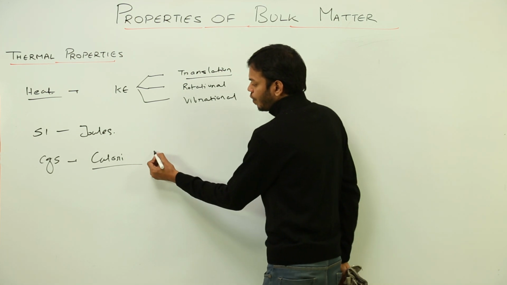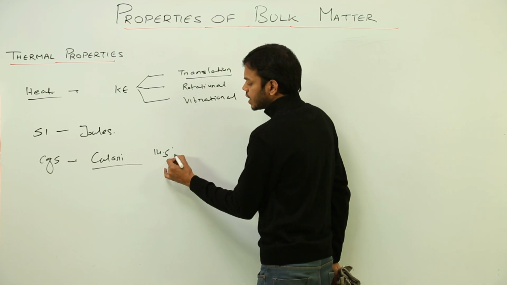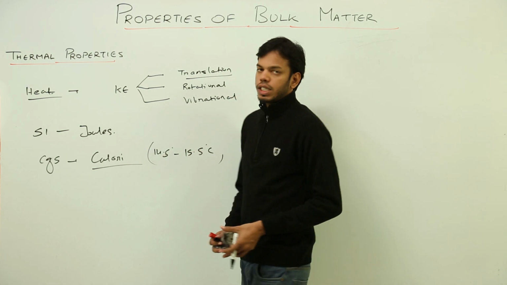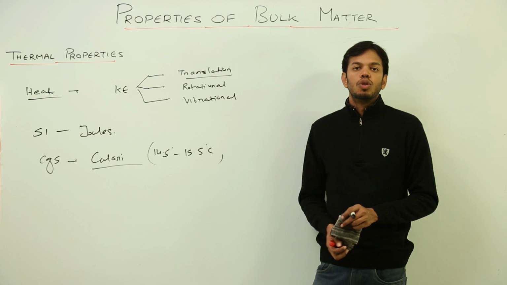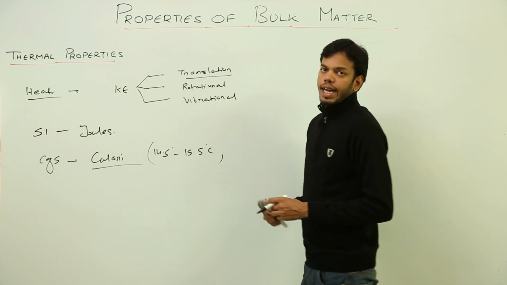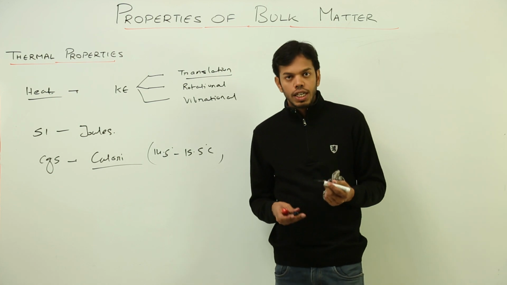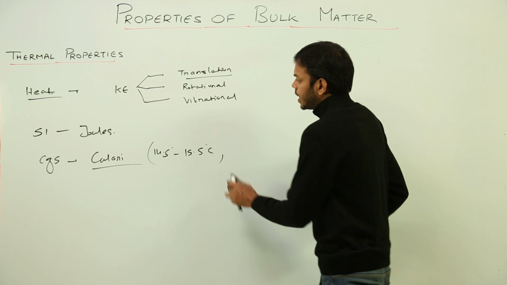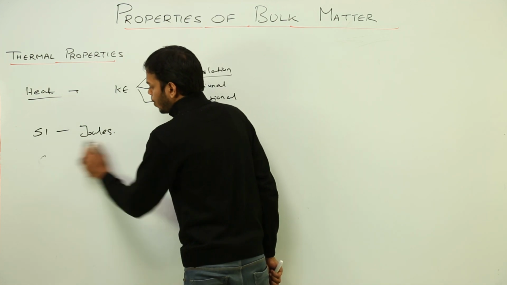It is precisely from 14.5 degrees Celsius to 15.5 degrees Celsius, because this is the temperature at which the properties of water are most stable, right? You know that water has a dynamic nature, that the density of water is maximum at 4 degrees Celsius, so water has an anomalous nature, right? So that is the calorie form of heat.